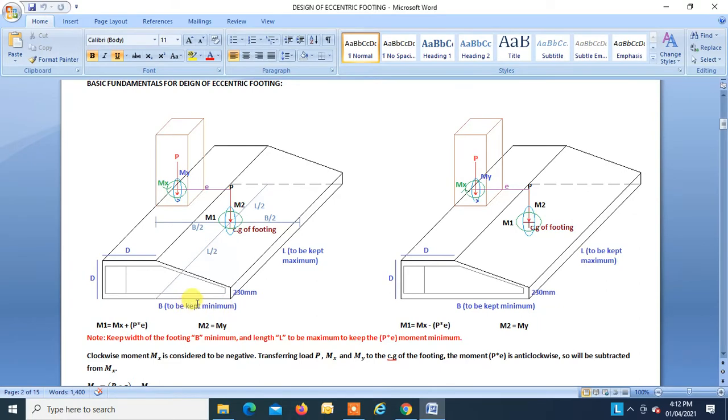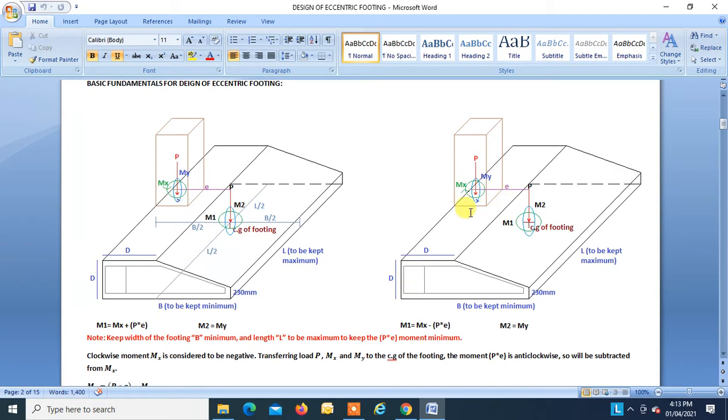As the CG of this column and CG of this footing in this direction are the same, the moment My will be transferred over here. There will be no change in that, that is, M2 will be equal to My. So let me show you over here. This is anti-clockwise, this is also anti-clockwise, so M1 is equal to Mx plus P into E, and M2 is equal to My. Similarly, when your Mx is clockwise, then M1 will be Mx minus P into E, and M2 is equal to My.